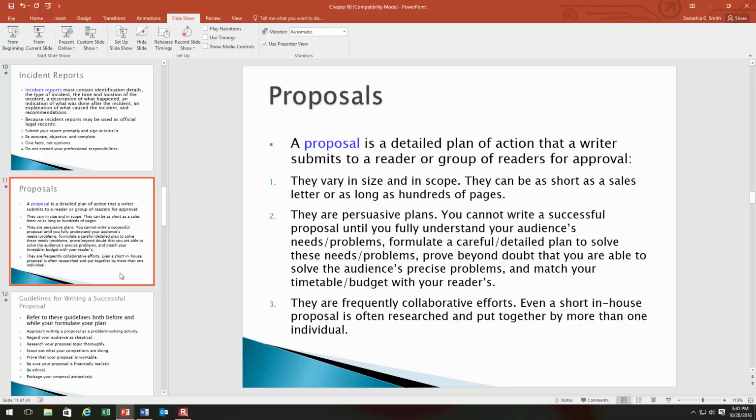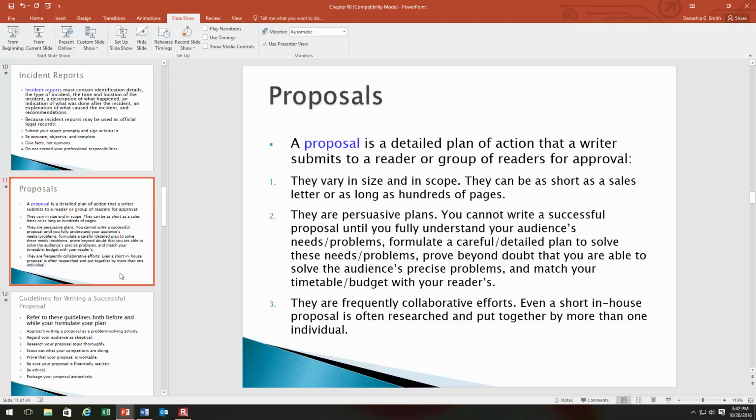Okay, and so you want to make sure you understand the audience's needs and problems and formulate a careful, detailed plan to solve those needs and problems. You'll need to identify the problem, right? Restate it at least so that the reader knows that you understand what it is that they are after. But then you also want to make sure that you propose a solution, and the solution would be selecting you, right? Using your services or your company so that they can accomplish what it is that they're looking to do.